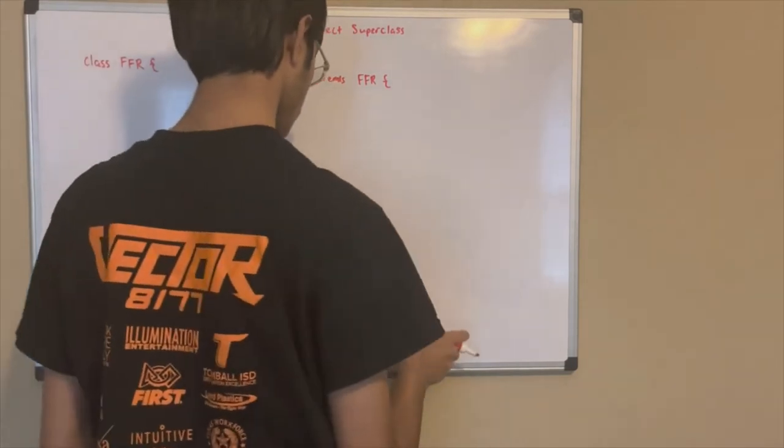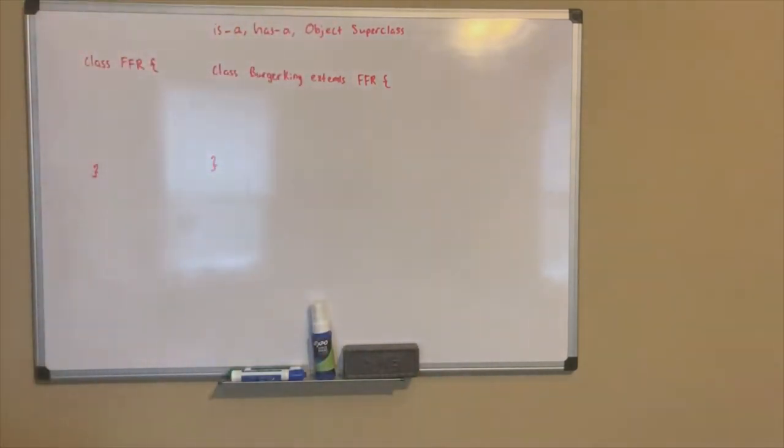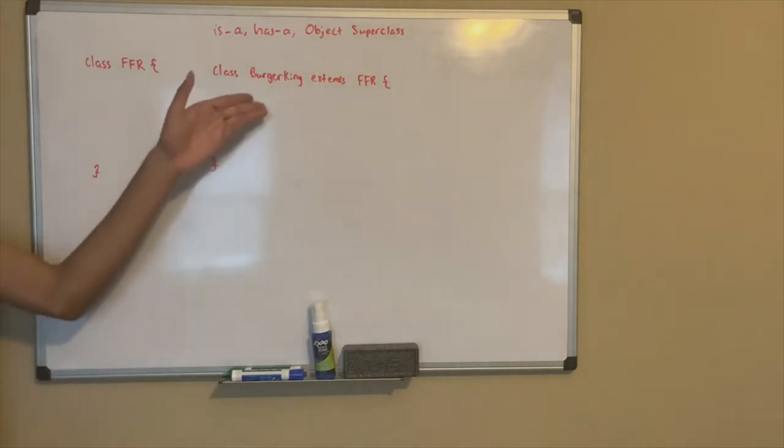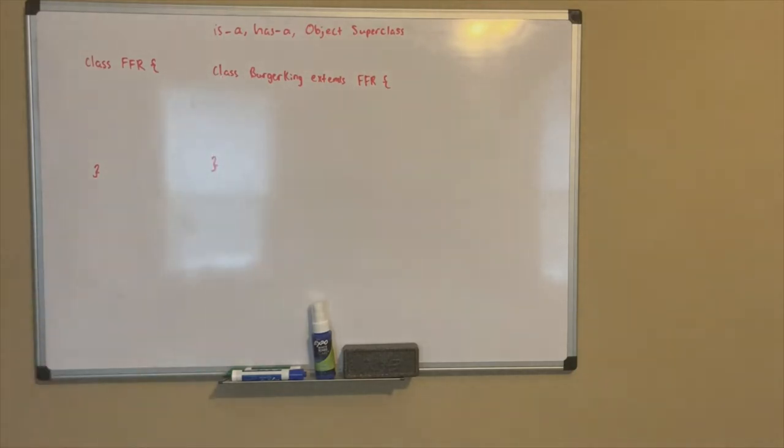Keep in mind that Java isn't going to restrict you. Let's say you say pi extends FFR. That's still going to work. The compiler won't care. But for us programmers to think about object-oriented programming in the real world, it would make sense to decide whether it's a this. It just helps for the inheritance relationship, because it would make sense to show that relationship. So since Burger King is a fast food restaurant, it would make sense to make Burger King inherit fast food restaurant.